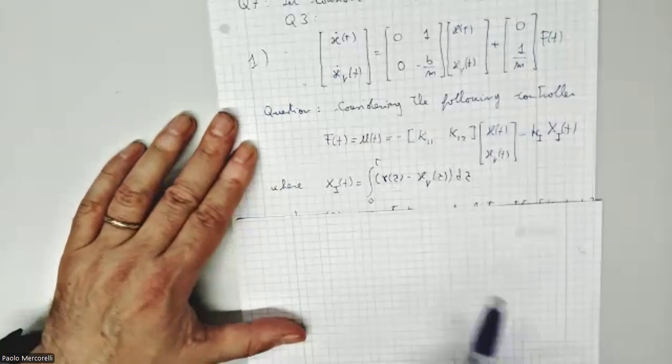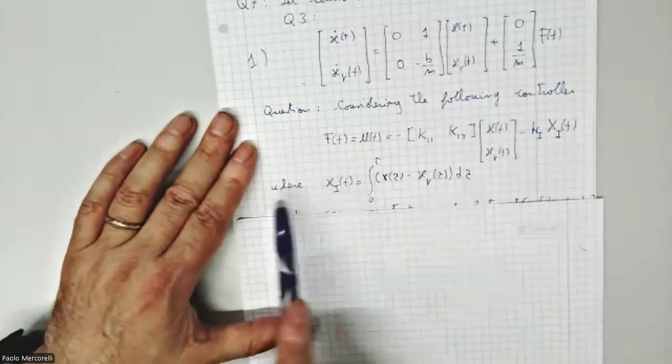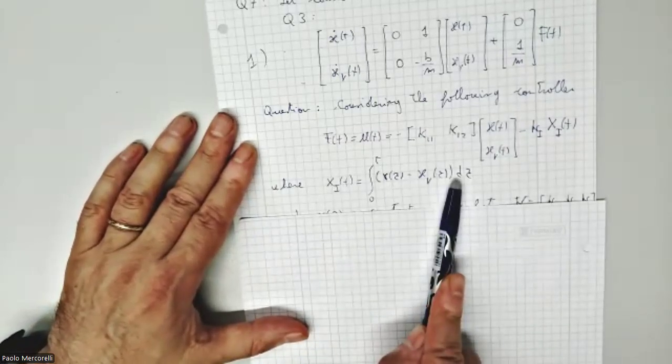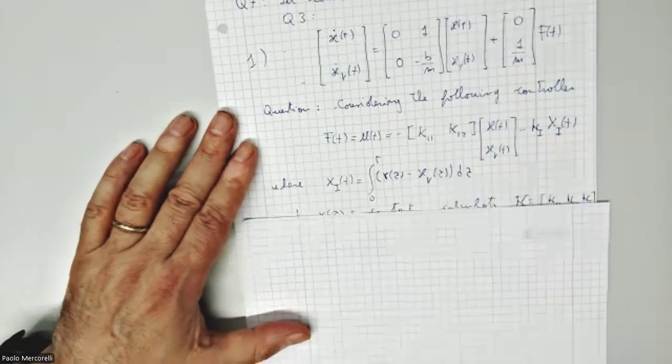Also, this I will put in the text of the exam, because the controller must be given. What is the meaning of must be given?